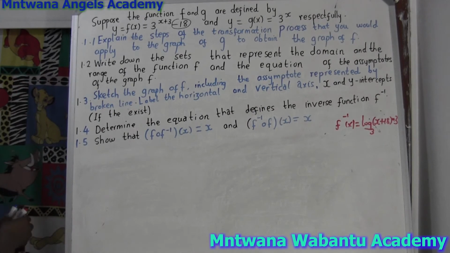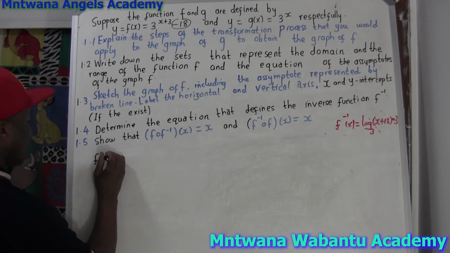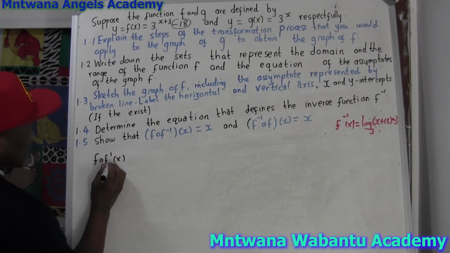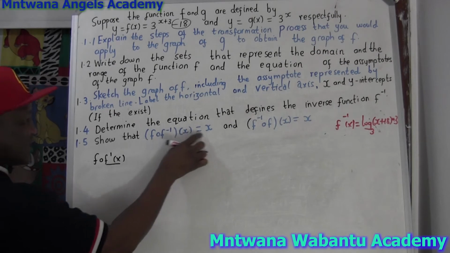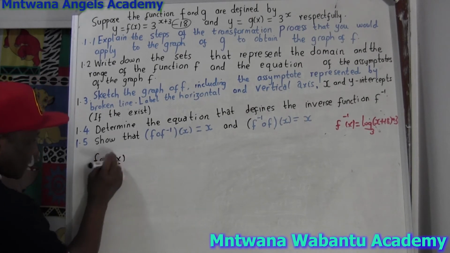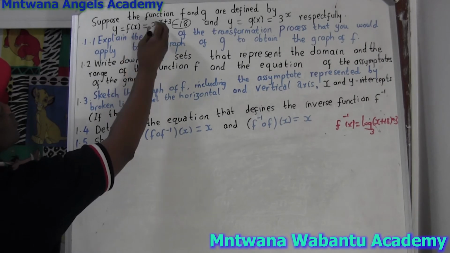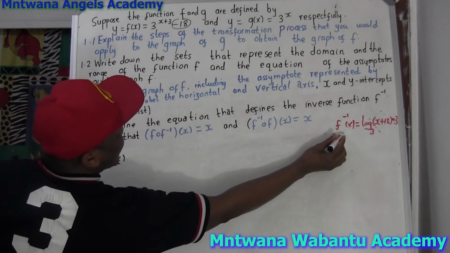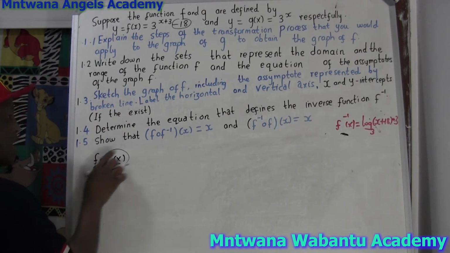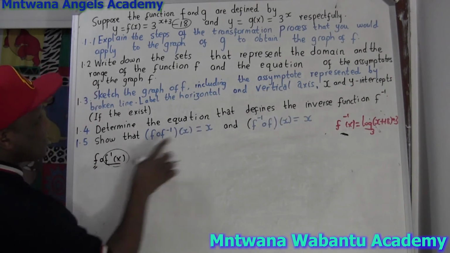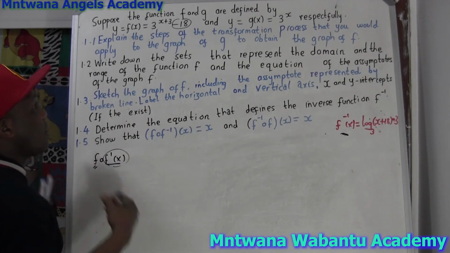Okay, they say f of f inverse. This means take the inverse and put it inside the function. We want to prove this is equal to x. Take the inverse and then put it inside f. It's called a composition of functions.